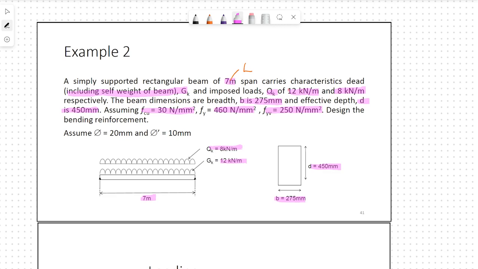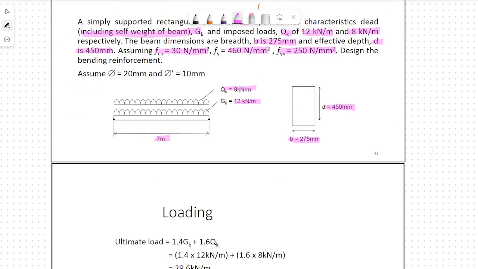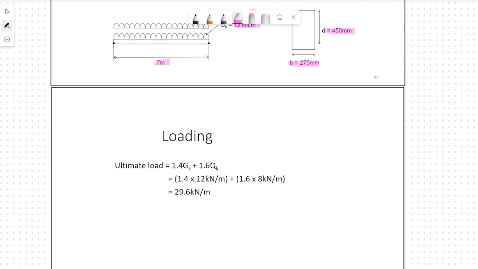First we need to differentiate the difference between example 1 and example 2. In example 1, what's given is the value of H. However, in example number 2, D is given instead. There's no H stated in the question. For the dead load GK, it is 12 kN and it includes the self weight of the beam. Therefore, we don't need to calculate the self weight for this example. So we can go straight away to design.